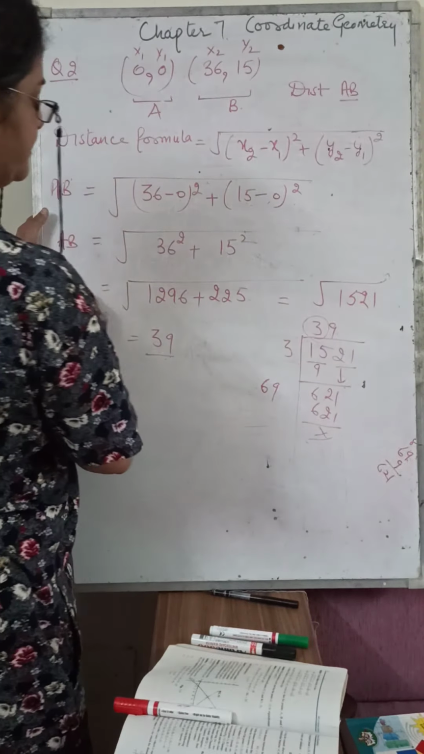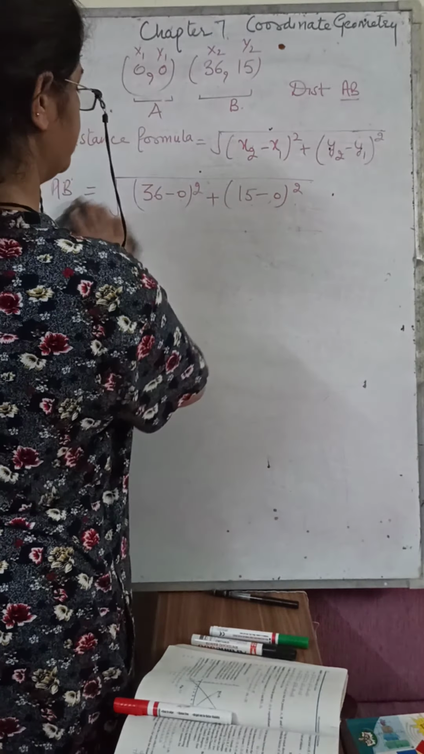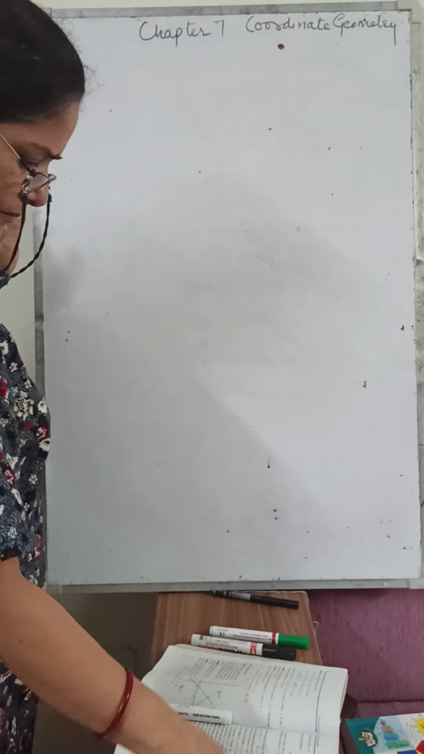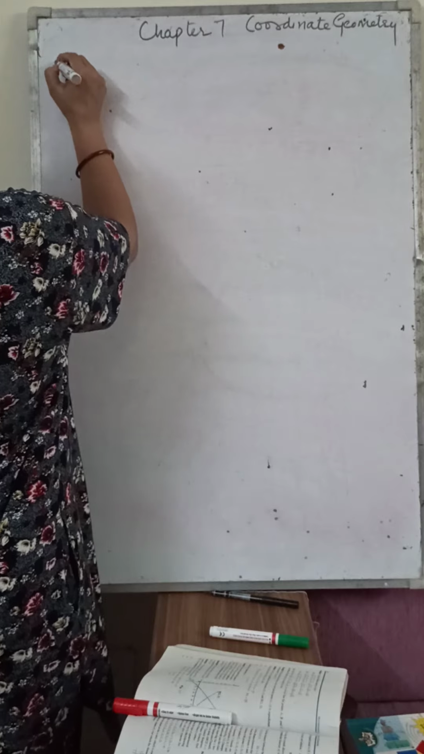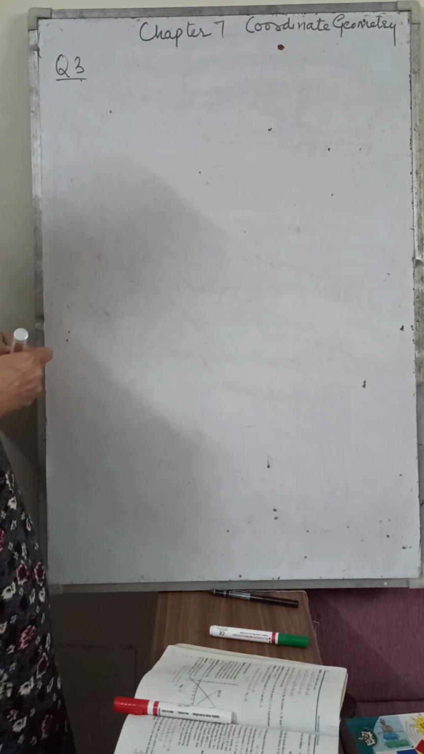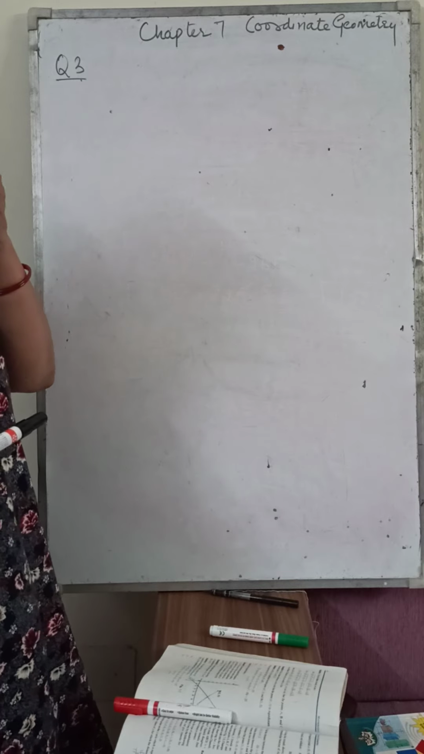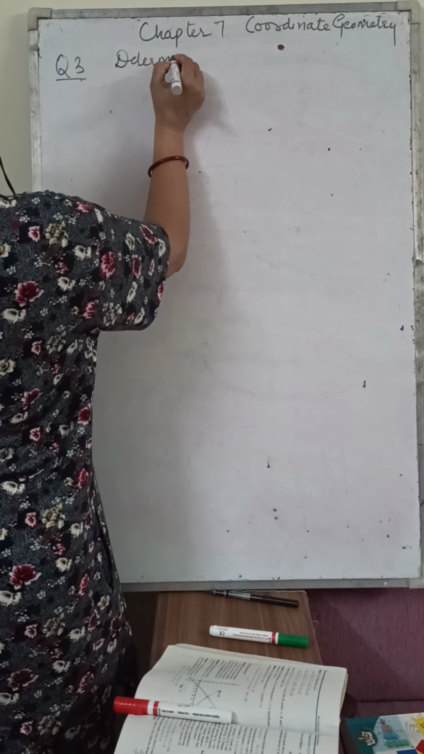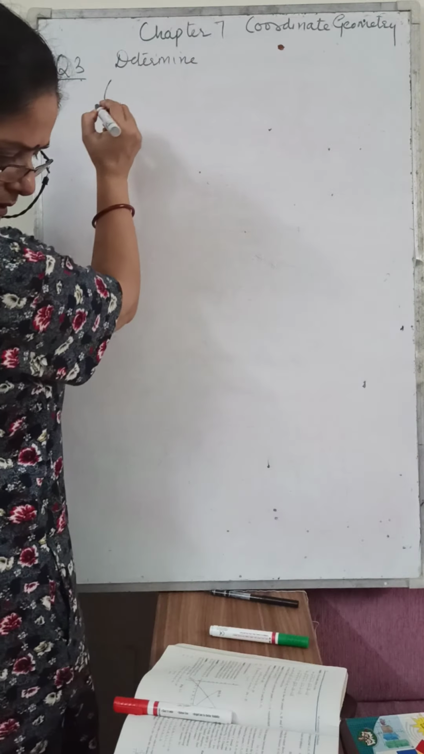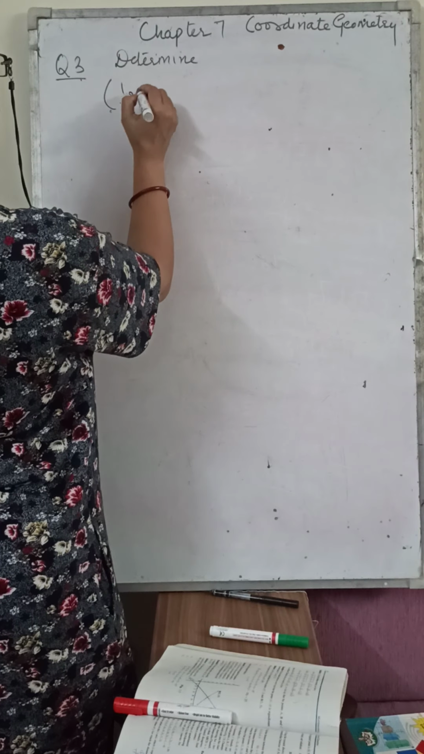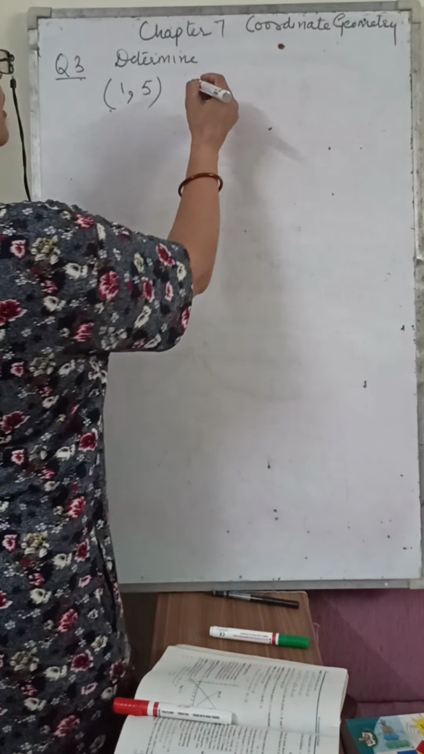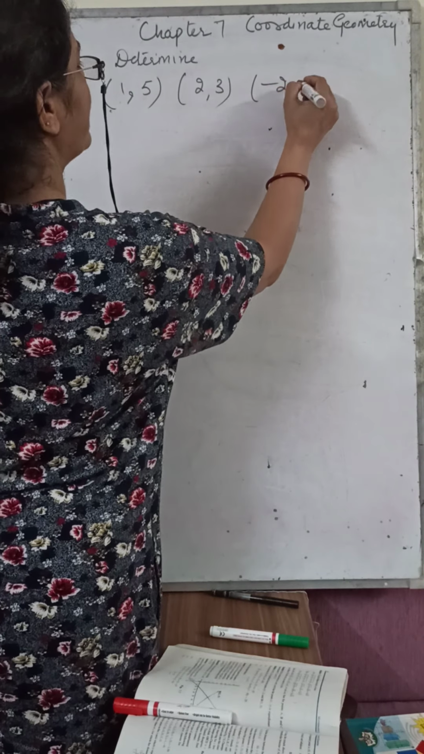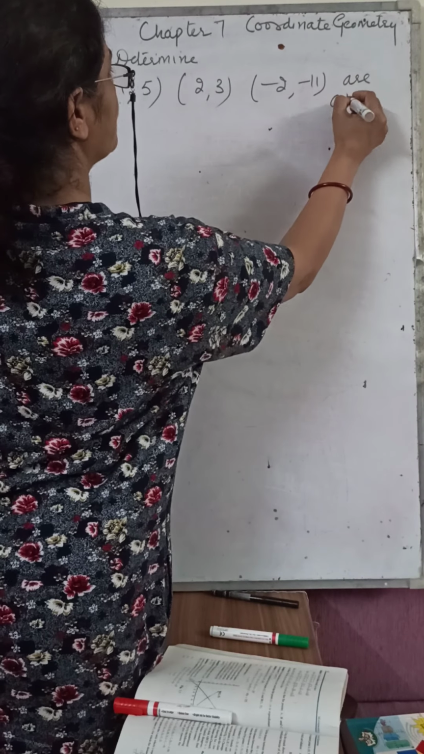Come to question 3. Determine if the points 1, 5, 2, 3 and minus 2, minus 11 are collinear or not.